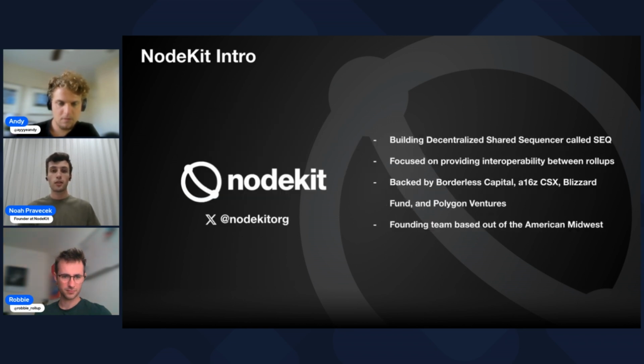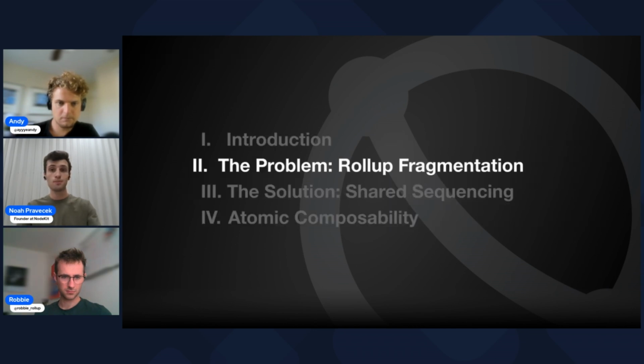At NodeKit, we're building a shared sequencer called Seek. This focuses on providing interoperability between rollups. We're backed by Borderless Capital, Asynchronous CSX, Blizzard Fund, and Polygon Ventures. Our founding team is based out of the American Midwest, but we have additional team members around the globe.